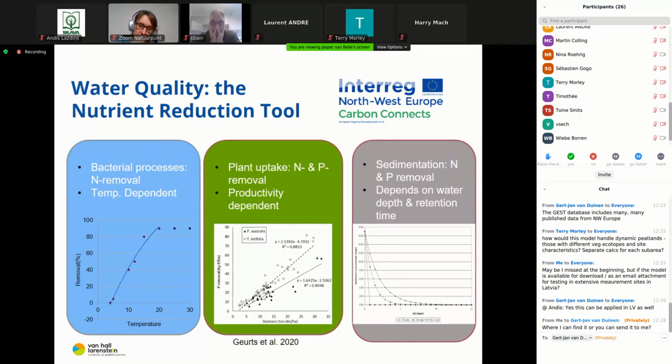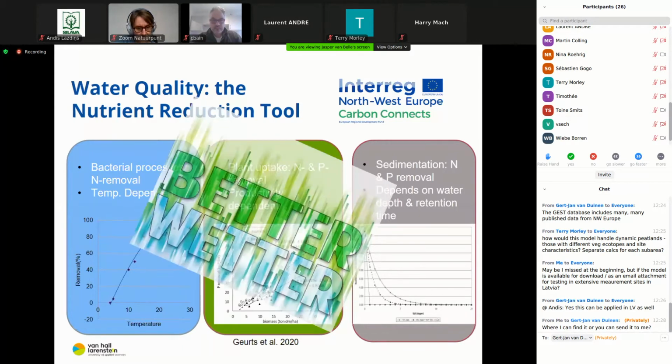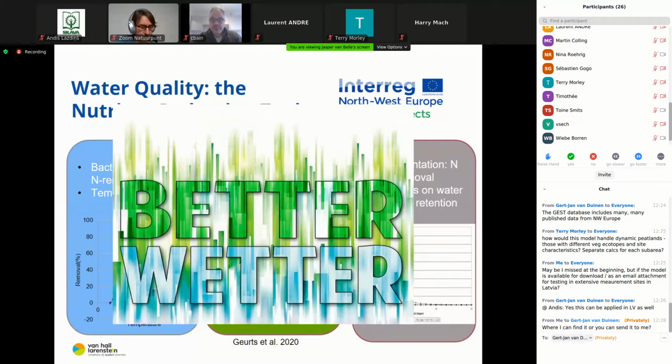Sedimentation is basically the solid particles in your surface water can sediment, but it's highly dependent on the type of sediment that you have, and water depth, and retention time, and so that's a bit more complex. I haven't found a good way to simplify that any further yet.